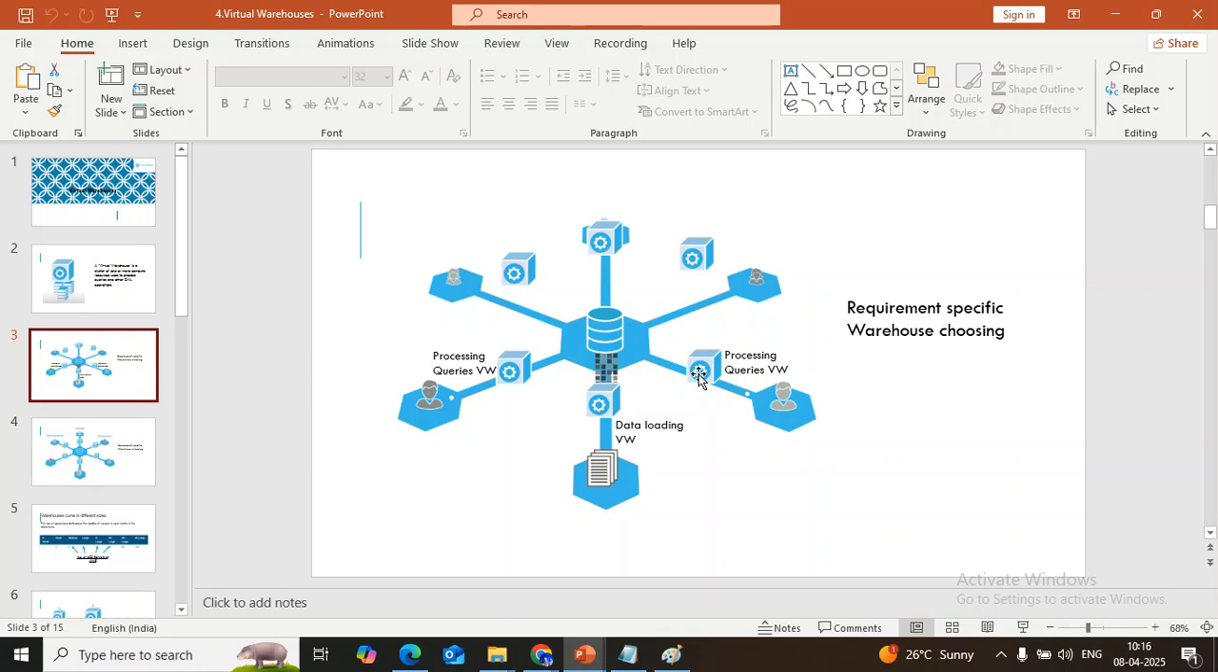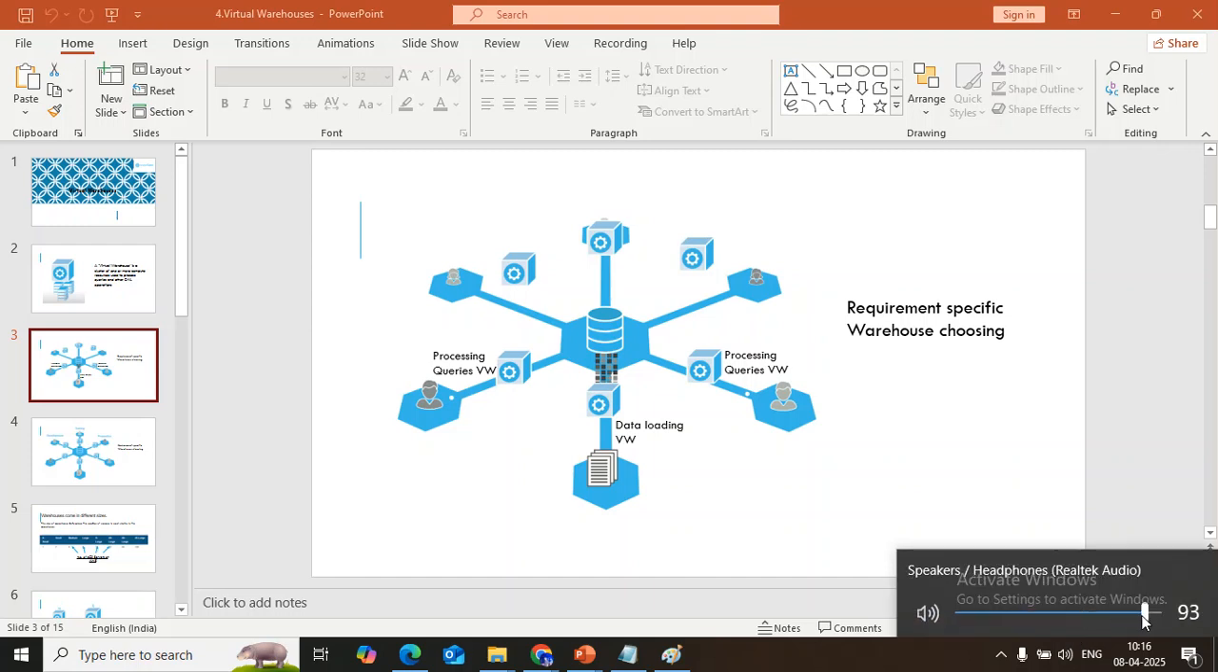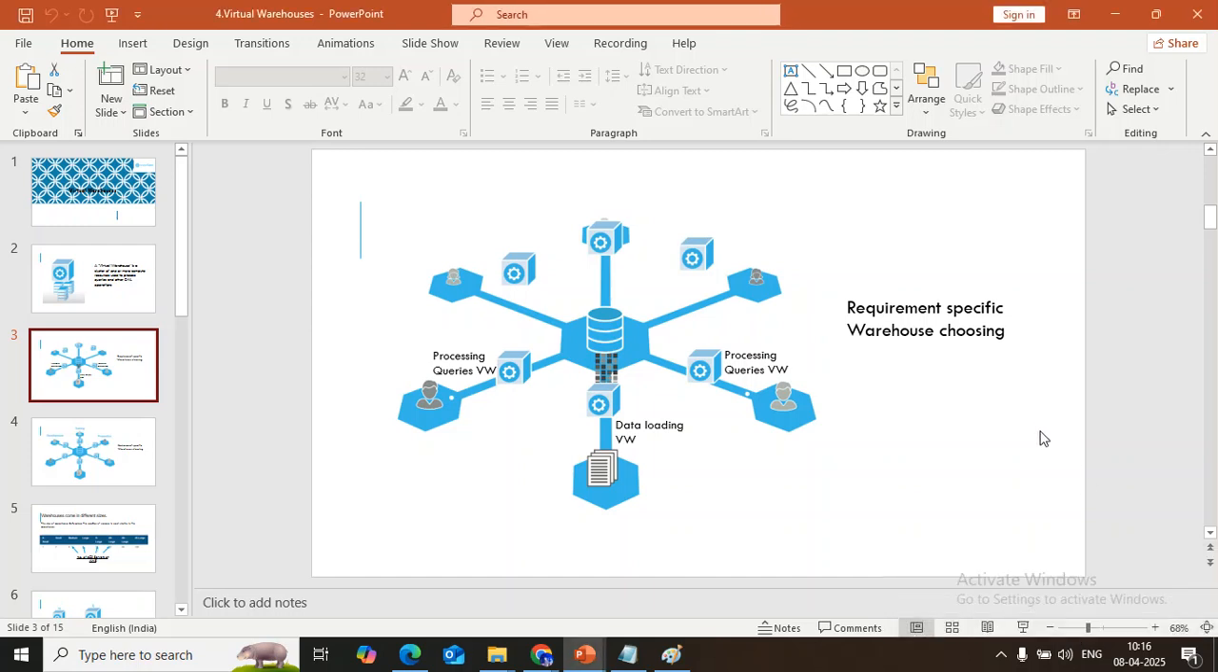Okay, are you guys getting? Not getting, Santosh, actually. My question was, as we have a single warehouse, can we have multi-cluster for multi-purpose? Yes, yes, I am telling.